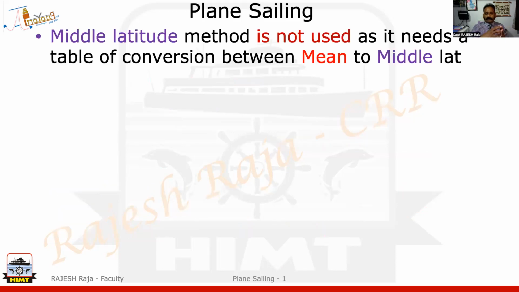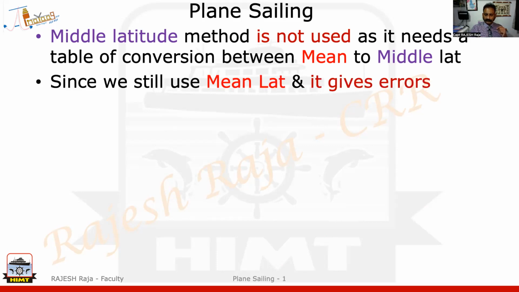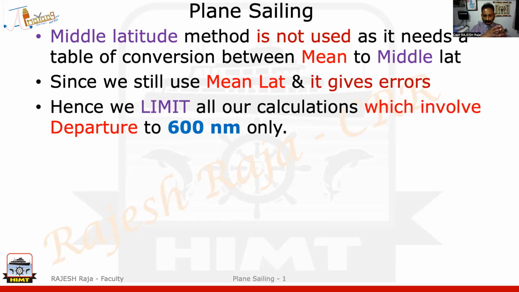Then let us see how I can use middle latitude. The problem is, for middle latitude, I need a table. A table I should use, using the mean, I need to convert that into middle latitude, which normally in your day-to-day life or in your day's work problem, they don't give you this middle latitude. So what we do is we still use mean latitudes and we still know it gives errors. So the only way to reduce our errors is to limit our questions in plain sailing only to 600 nautical miles.